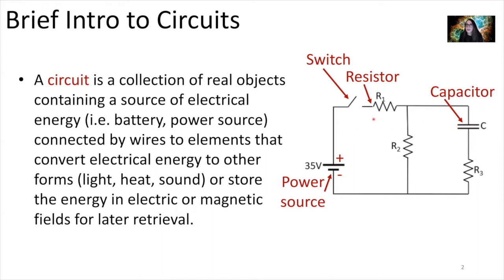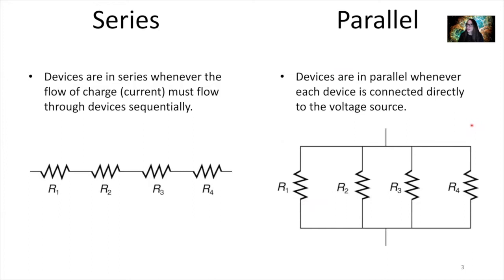We're going to represent resistors as these zigzag wiggly lines here. Resistors are things that resist the flow of current, the flow of electrons or electricity. Capacitors we represent as these parallel lines, and they are the things that are storing electrical energy. Now we can arrange our resistors or capacitors in what we call series or parallel.